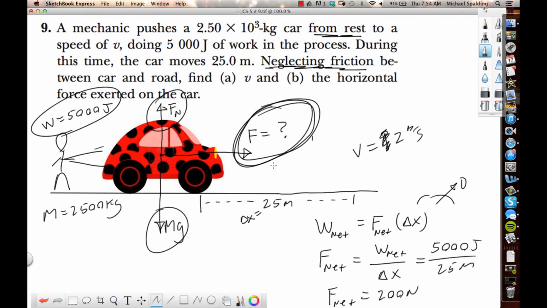And again, look at what is the net force? The net force is this force right here. So this has to be 200 newtons.